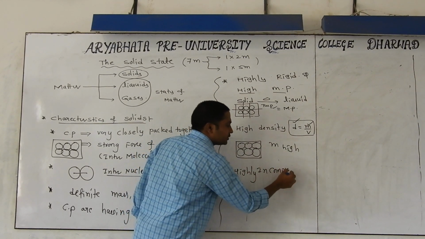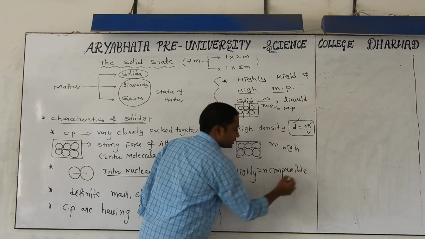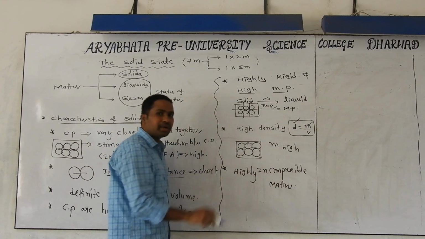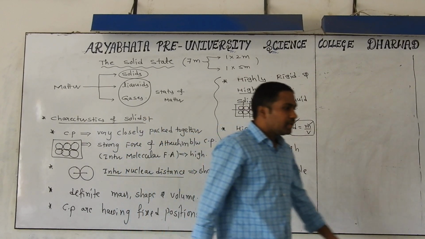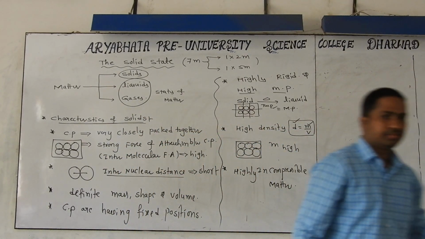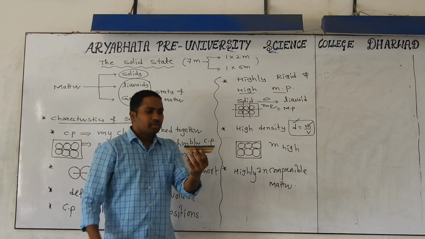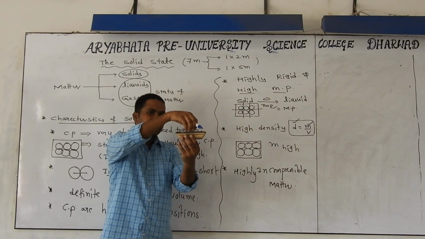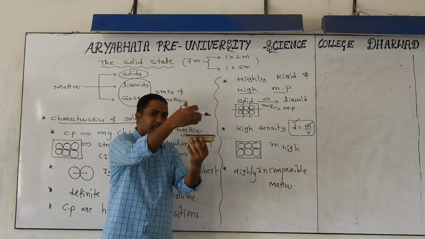Highly incompressible substances or matter. What is the meaning of highly incompressible? Take one solid matter here. So now this is the solid matter. If you apply any pressure or force on it, is there any change in its shape or volume?